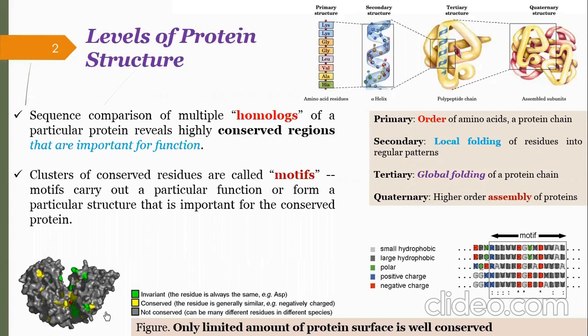asparagine. And the conserved, the yellow ones, are generally similar residues. For instance, negatively charged amino acids: the yellow ones are different amino acids, but they will all be negatively charged. If we had an example of that here, but we don't. Okay, and the gray ones are non-conserved. They can be many different residues in different species. Am I clear up till now?